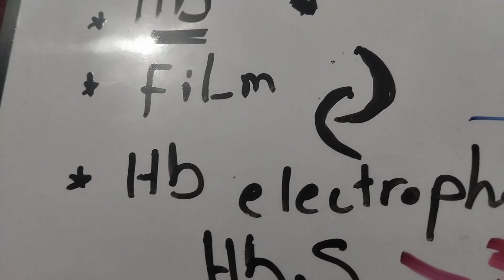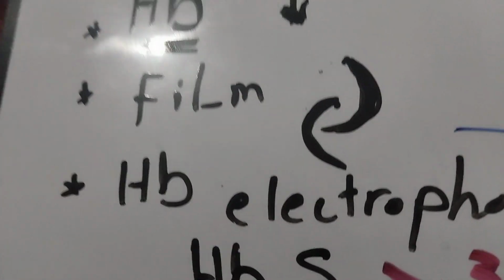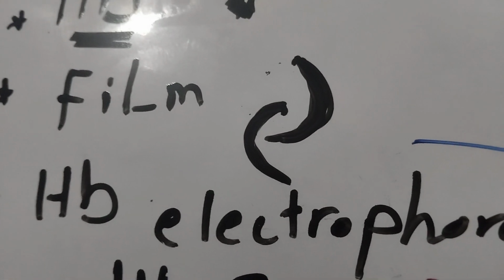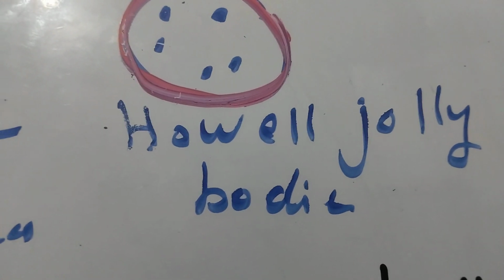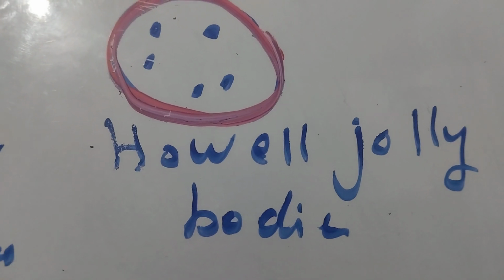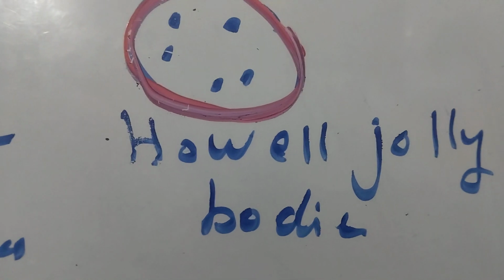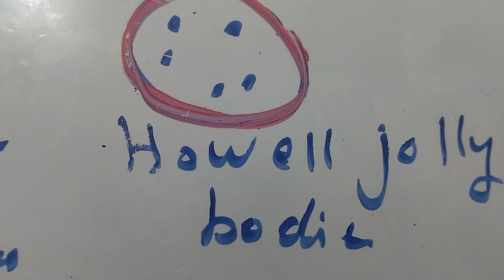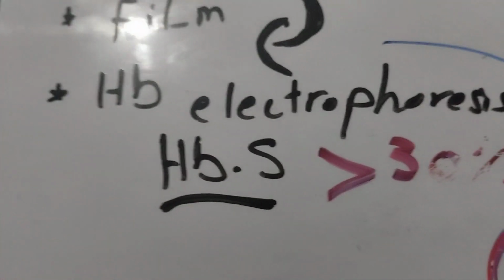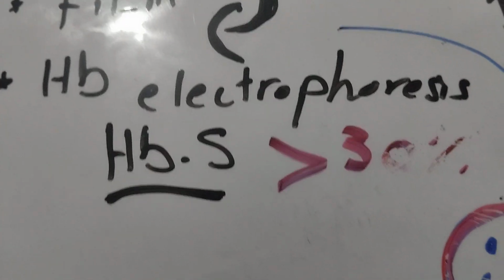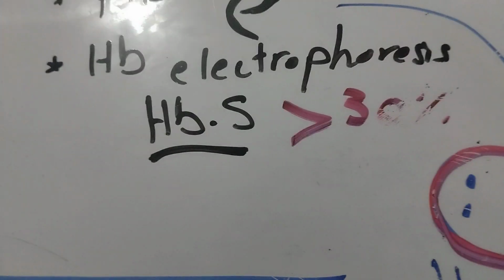What if a blood film is done during the attack? During the attack, you will find these sickle-shaped RBCs, and there is a very nice question for the United States medical license examination. The Howell-Jolly bodies. Sickle cell disease's characteristic smear is sickle cells and the Howell-Jolly bodies. How to confirm my diagnosis? Confirm it by doing hemoglobin electrophoresis. You will find that hemoglobin S is more than 30%.